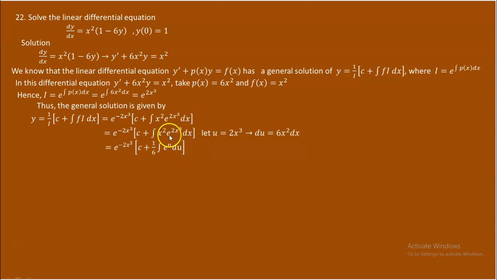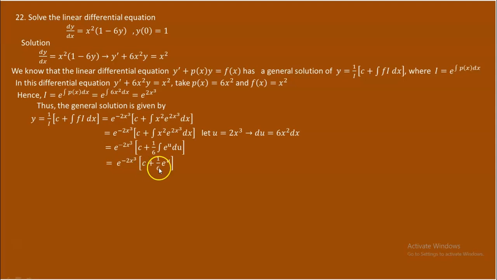It is already u, so this will be e to the power of u, as you see, and here x squared dx comes. What is x squared dx? x squared dx here is 1 over 6 times du, so let's take 1 over 6 out, and then e to the power of u du can follow. And the integration of this makes the following one.